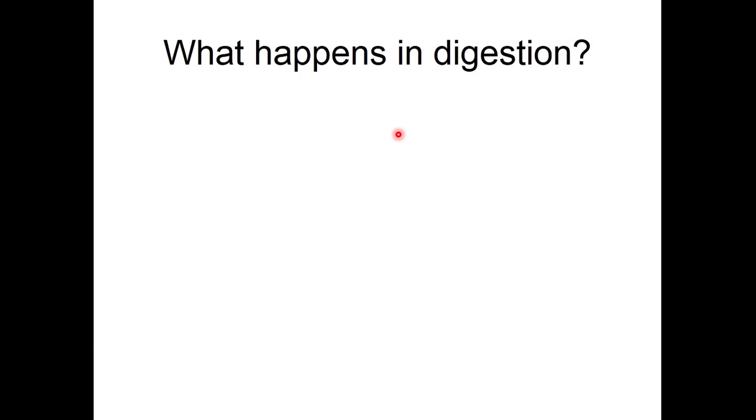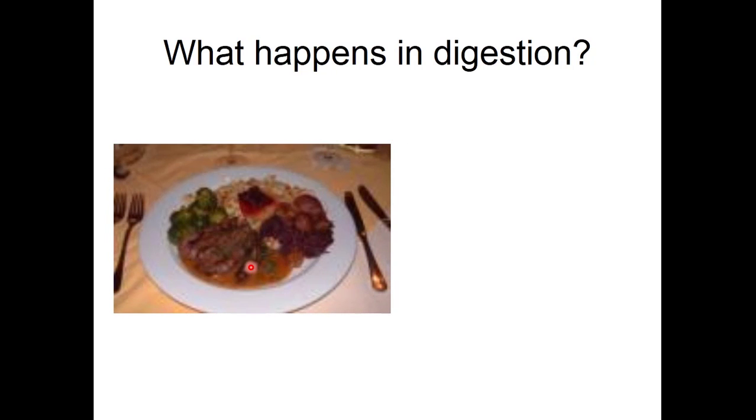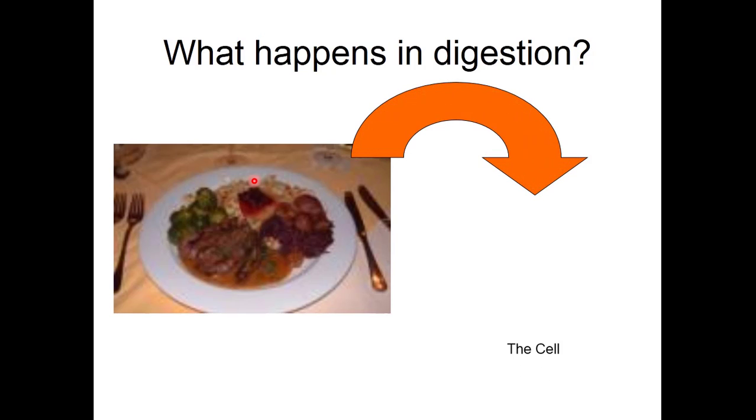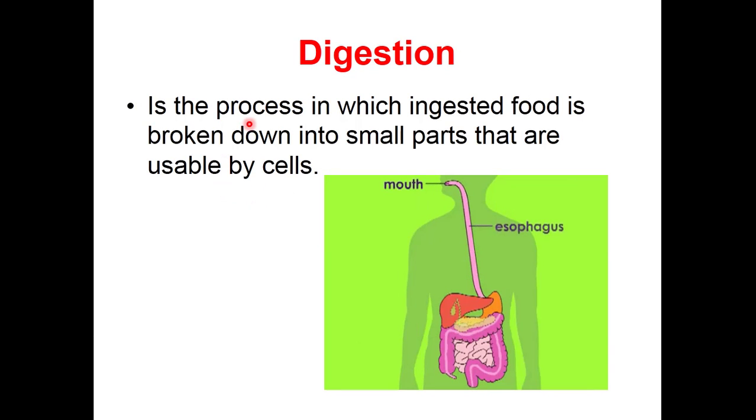So the question here is, why do we need digestion? If you look at any meal, for example, or if you have an apple, it's too large and your cells are very small, so you have to make this food suitable for your cells inside. So you have to break down food into small parts that are usable by the cell. So we can say digestion is a process in which ingested food is broken down into small parts that are usable by cells.